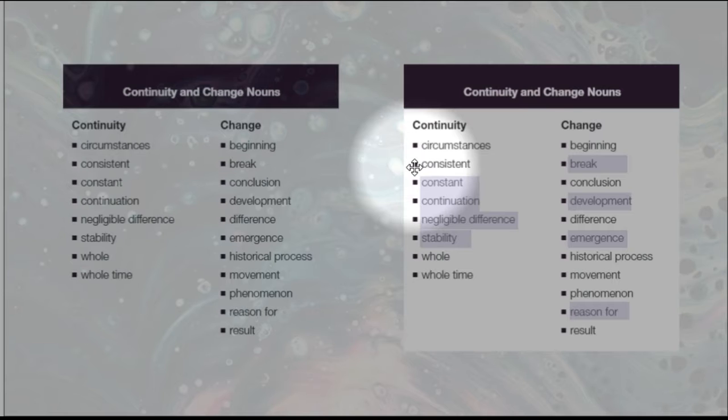Now, the one reason I'm not talking about consistent is that for some reason they put it into the verbs too. Remember, guys, consistent is an adjective, consistently is something else. Okay.